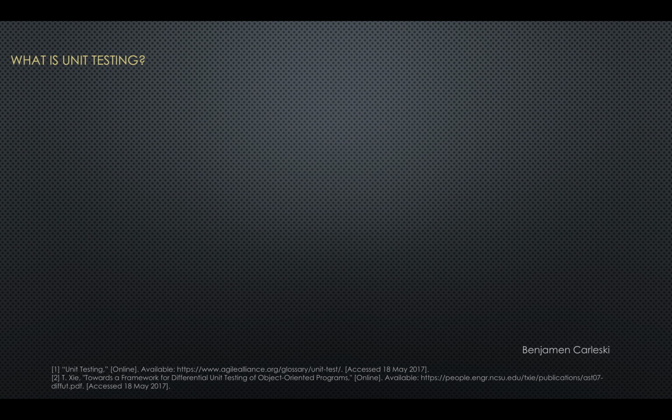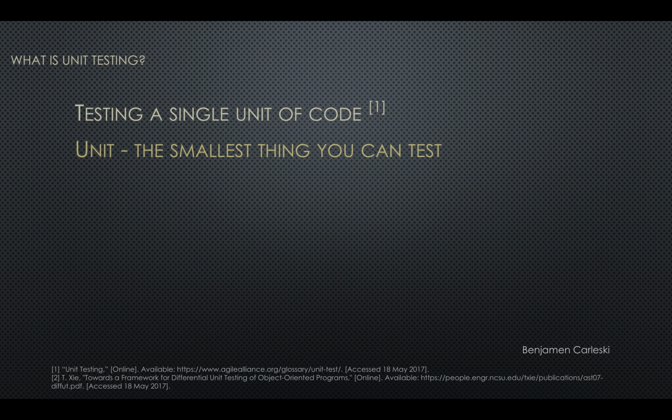Hi, this is Benjamin Karleski, and I'm talking to you today about unit testing. So to start off with, we're going to start with what is unit testing. Unit testing is the practice of testing individual components that make up a system in as much isolation as possible. When you're looking to identify what is a unit, consider the smallest independent piece of code that could be tested. This can be difficult in very highly coupled systems.